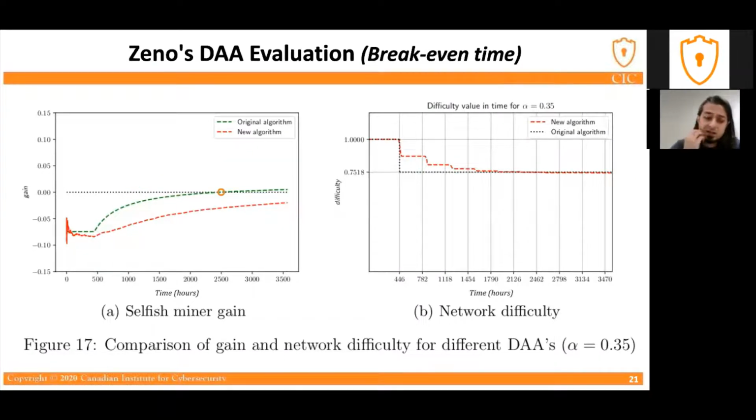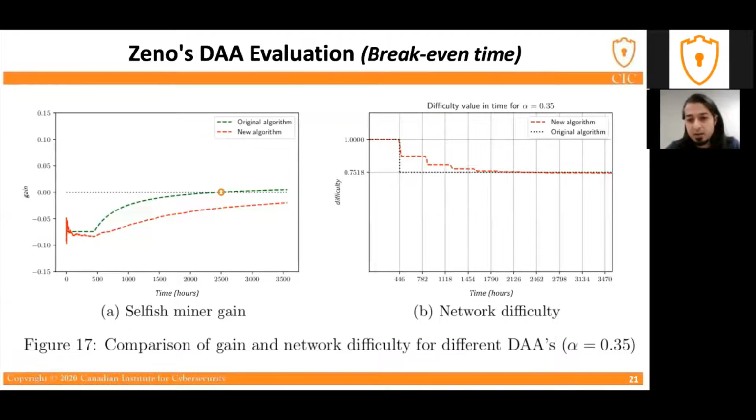And this is another alpha here, equal to 0.35. You can see in the original algorithm this break-even point was somewhere around 2,500 hours, but in our new algorithm, it is not even close at the end, which is 3,500 hours. It's not even close to the zero line. So it means even with 34% of the computational power or hash power of the network, it is not even close to this break-even point. So again, we extended this break-even point further in time.